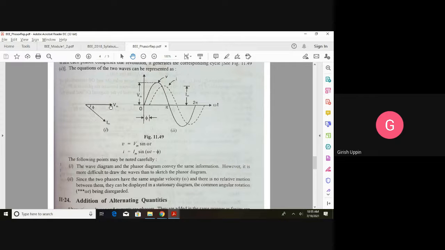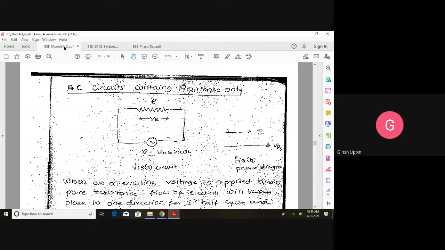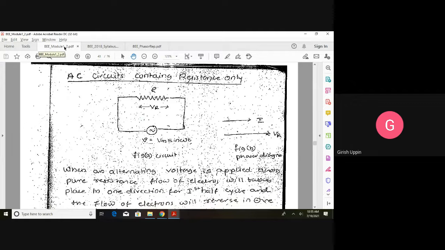So this is Im, and lagging by an angle phi, you draw the Im. This is the phasor representation of the instantaneous value of the voltage and the instantaneous value of the current. If I ask you to write the equation for this, V is equal to Vm sin omega t, and I is equal to Im sin(omega t minus phi).